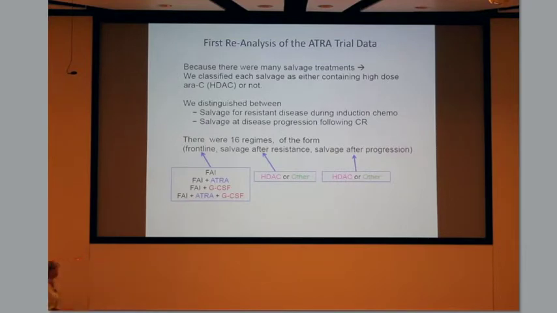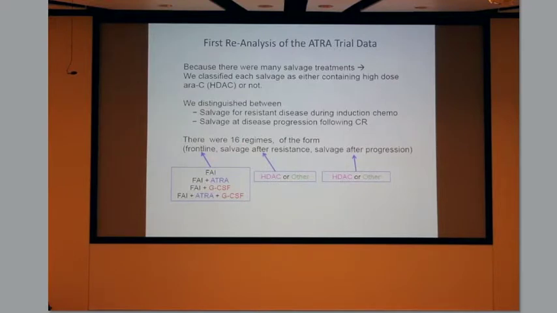So, here's the first analysis. I'm going to talk about this, and when I get done with that, then Yanxun will talk about the most recent analysis. There are many salvage treatments, so as I mentioned, we dichotomized them as to whether or not they had high-dose AraC. This made sense to us because if we didn't, we couldn't make any progress. Moreover, the one thing that we know really works against AML is high-dose AraC. It's obviously a leukemia killer. And we distinguish between 2 kinds of salvage. The salvage given early for patients whose disease is resistant, and the salvage given later on for patients whose disease progresses after CR. And so the 4 possibilities, so here are the 16 regimes.